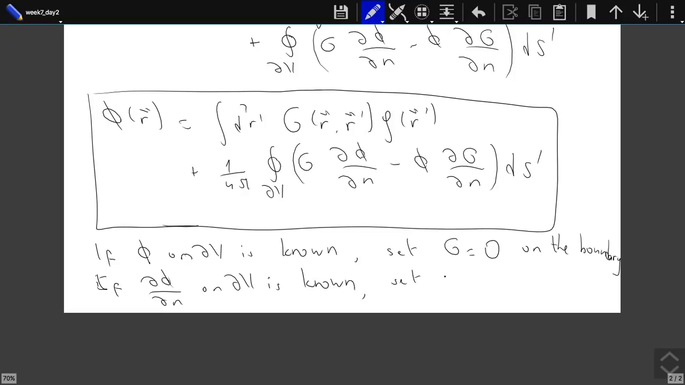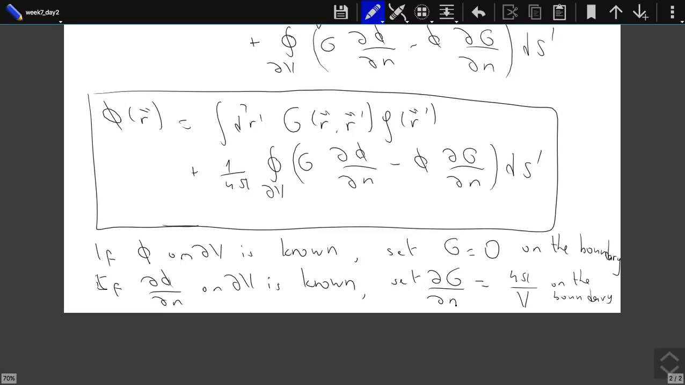But in this case, we need to set G. If I am not wrong, ∂G/∂n should be equal to 4 pi over V. Now, if this is the case, we are not really getting rid of the term that contains the value of phi on the boundary, but that term just becomes the average of phi on the boundary, which is just a constant. So in fact, that term we can basically ignore.